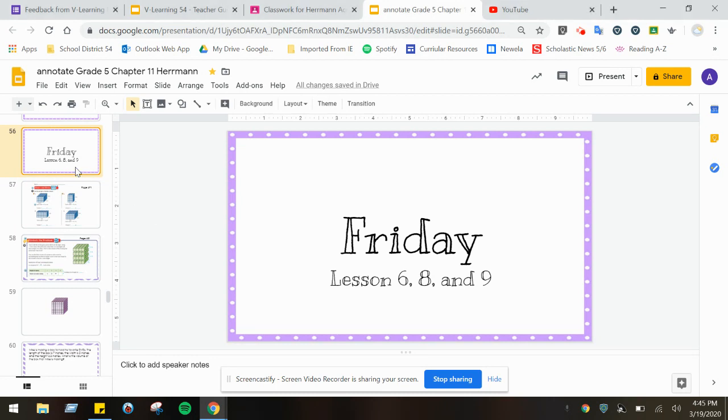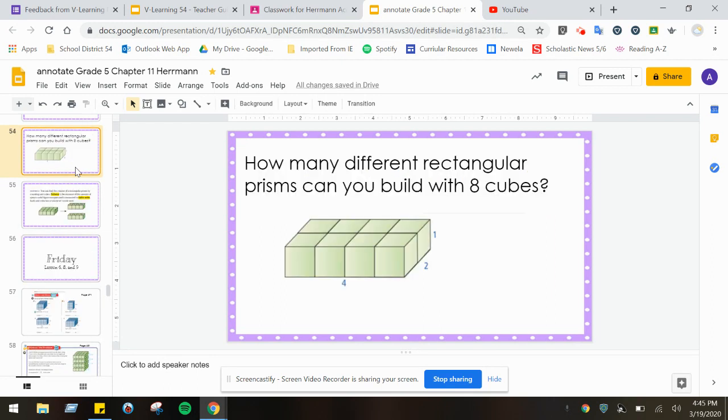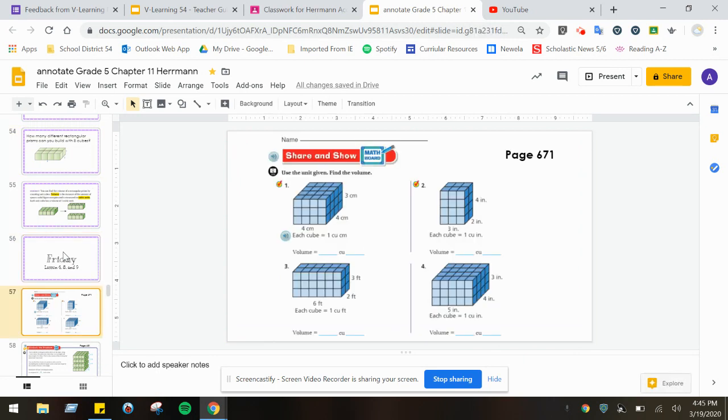So we'll start with lesson 6. Lesson 6 really relates to the lesson we did yesterday. So let's think about what we learned yesterday. We learned that we can find the volume by either counting our cubic units or by multiplying its length times width times your height. Okay, so I would do 4 multiplied by 2 multiplied by 1 in order to get my volume, which would be 8. So that's what we're going to do here.